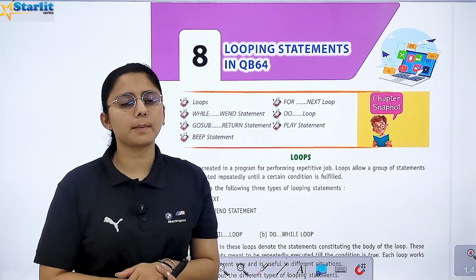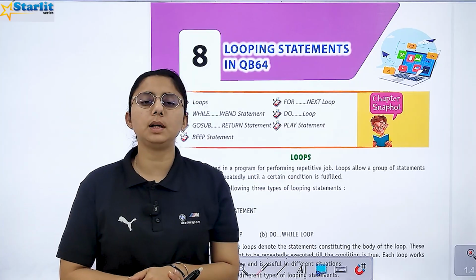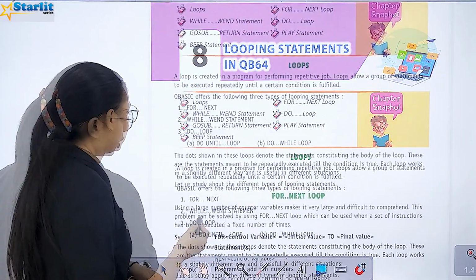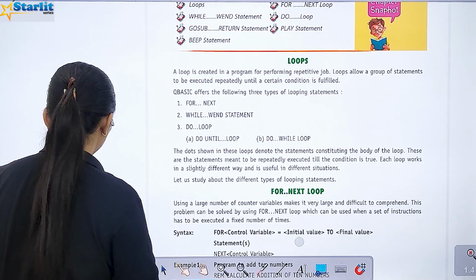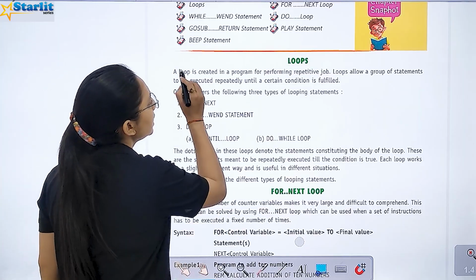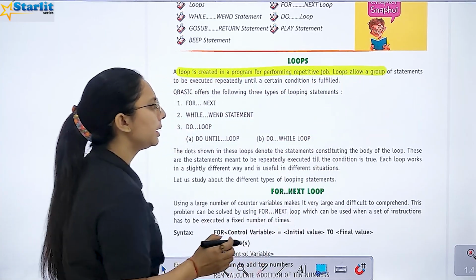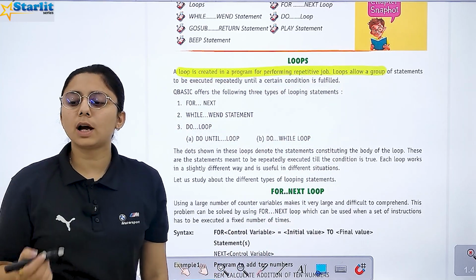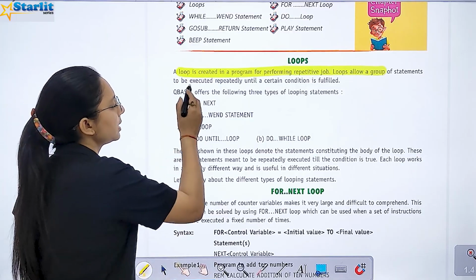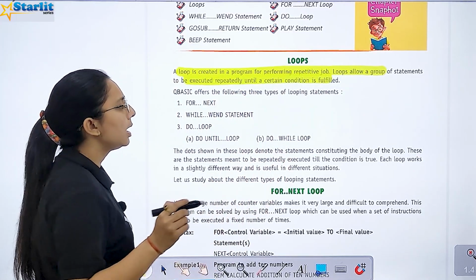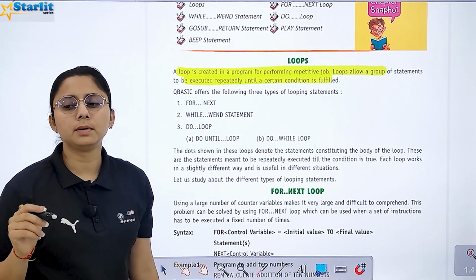Today let's start with chapter number 8, looping statements in QBasic. So I will tell you about what loops are. A loop is created in a program for performing repeated work. Loops allow a group of statements to be executed repeatedly until a certain condition is fulfilled.